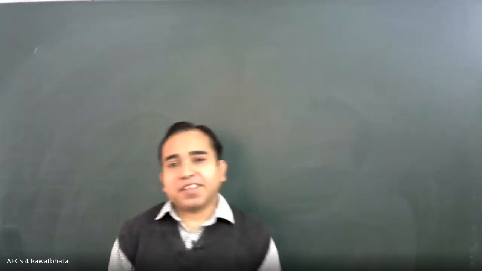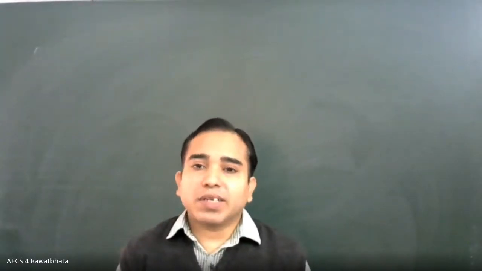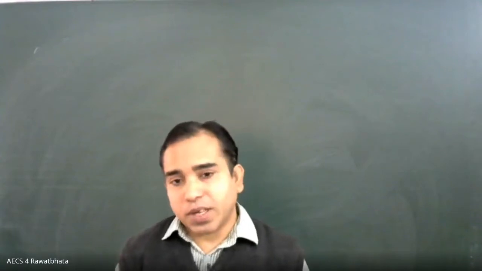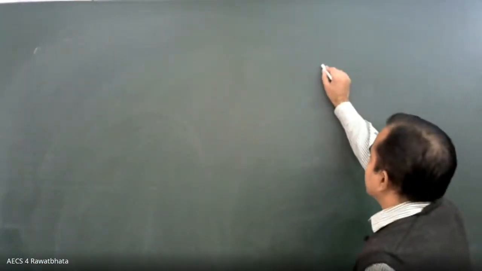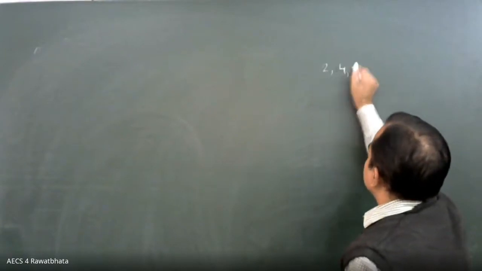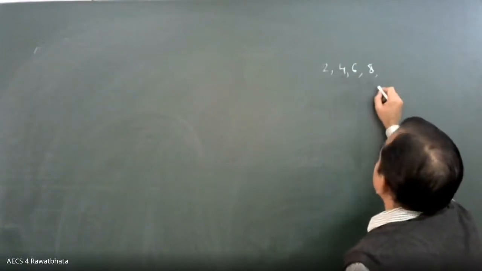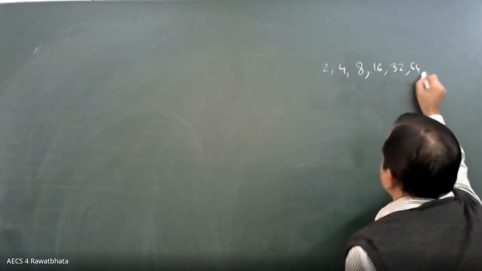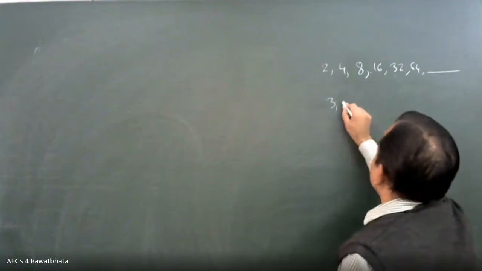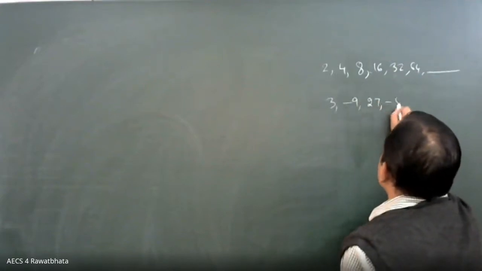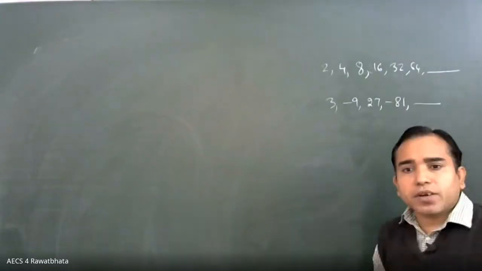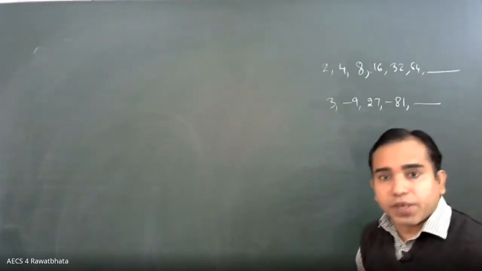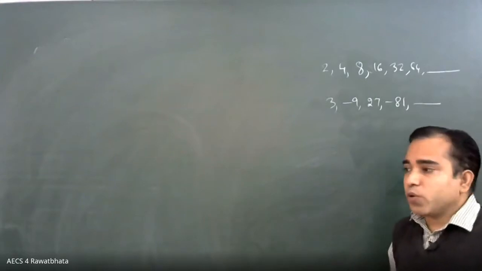Then on the last turn in yesterday's class, we discussed the geometric progression concept. Let us have a very quick revision. Geometric progression, we call such kind of series like 2, 4, 8, 16, 32, 64, etc. Or 3, -9, 27, -81, etc. Where the ratio between two consecutive terms remains fixed, constant. Such progression is known as geometric progression.